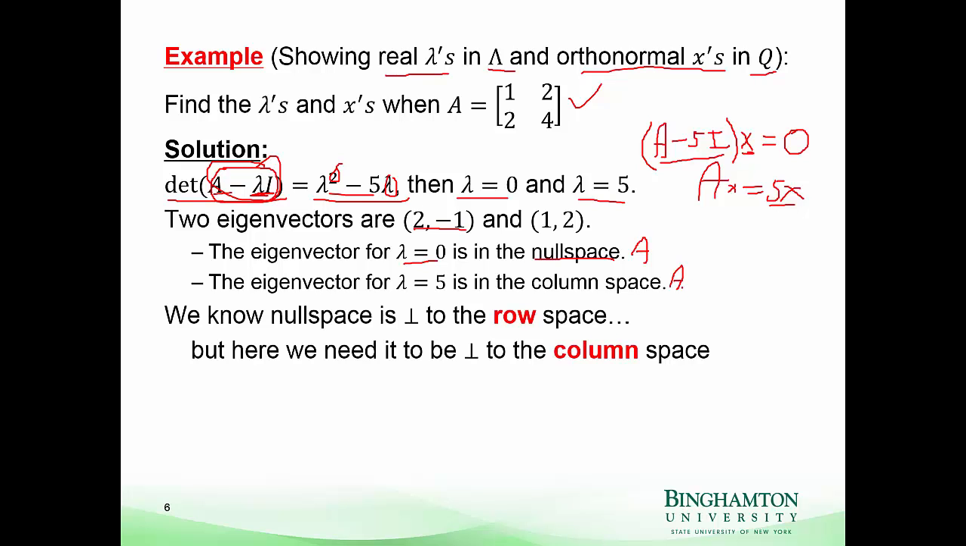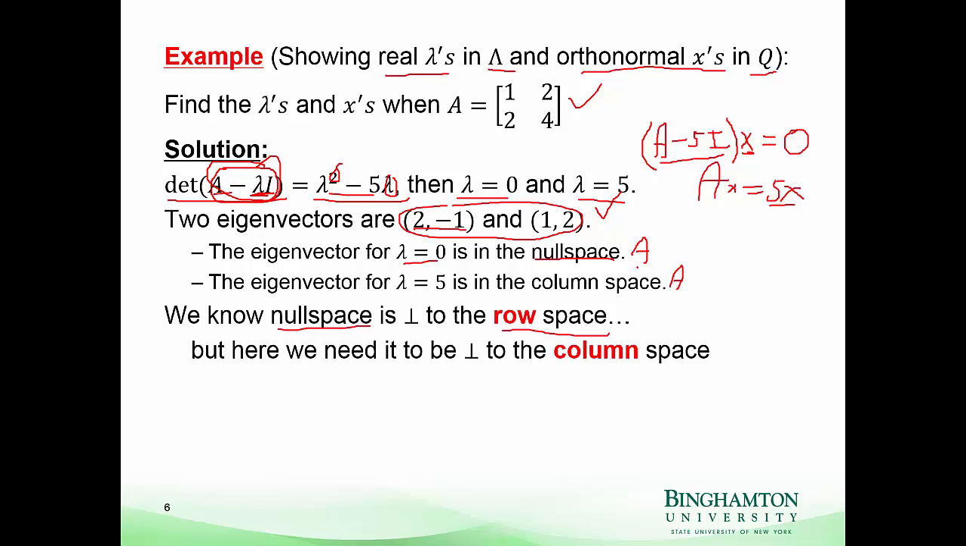So we know from our study of the four fundamental spaces that the null space is orthogonal to the row space. So the null space of A is orthogonal to the row space. But here we're trying to see that these two things are orthogonal to each other. We can check, and they are, but we'd like to see that in general that will be true.